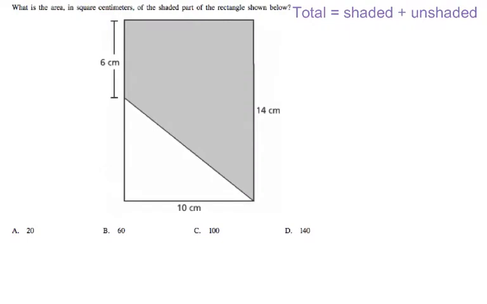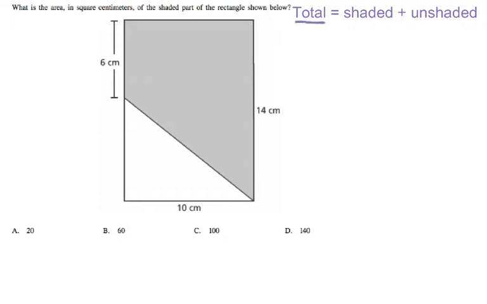So I have a very similar problem here. What is the area in square centimeters of the shaded part of the rectangle shown below? So I could notice that that shaded part kind of looks like a trapezoid. So I could split it up into a triangle and a rectangle and find the area that way. Or I could do the same exact thing I did in the last problem. Figure out the total area and subtract the unshaded area to find what's left. So let's fill out what we know. We actually don't really know anything yet, so let's try to figure it out.